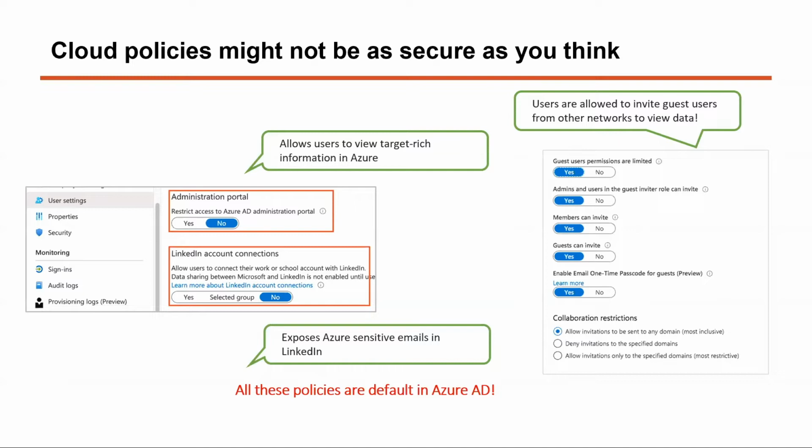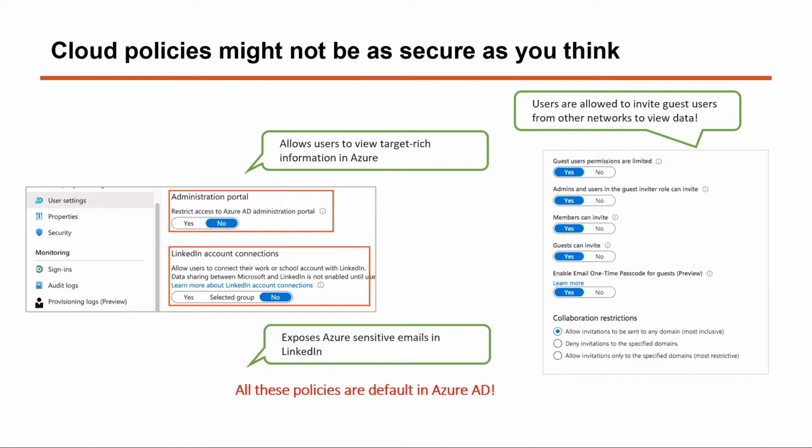So these are all critical controls, just in case we overlook them. All it takes is about 5 minutes to get these things into place. But please ensure that you know what is happening in your infrastructure. Just a yes or a no might even make or break your organization, right? So all these policies are default in Azure Active Directory. But this is not it.